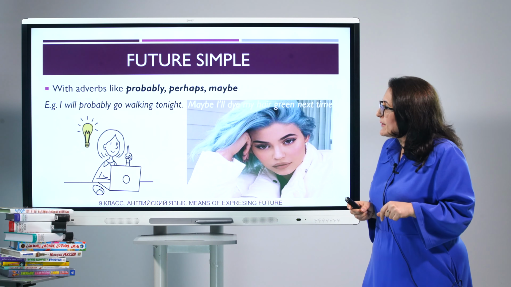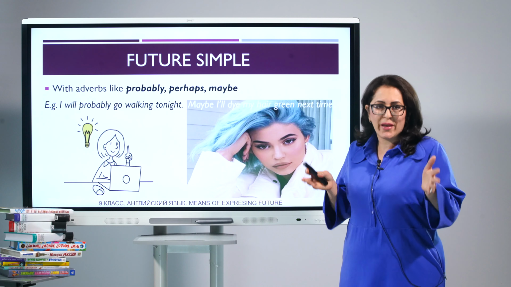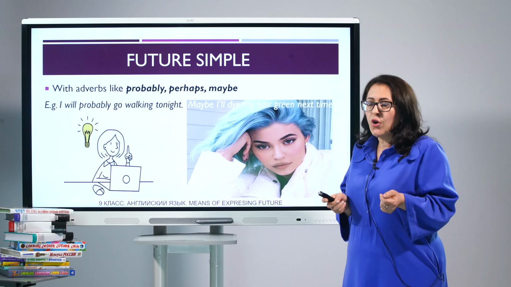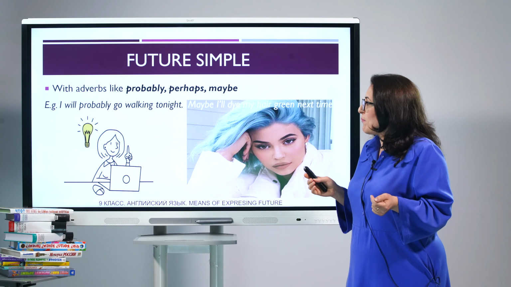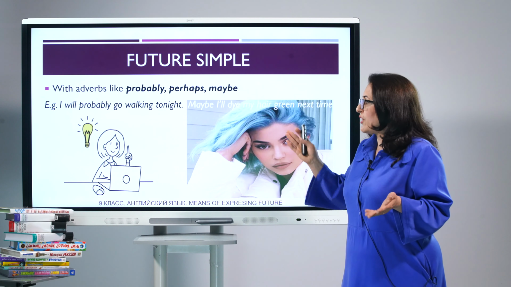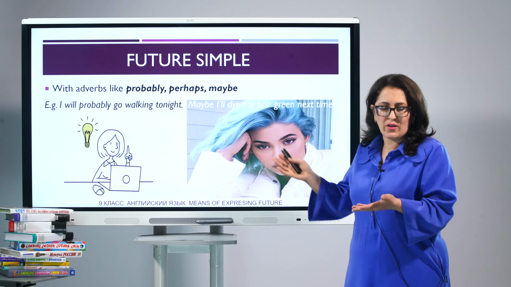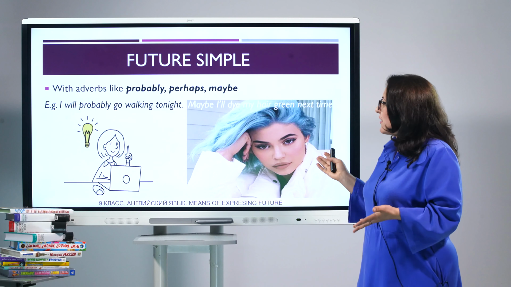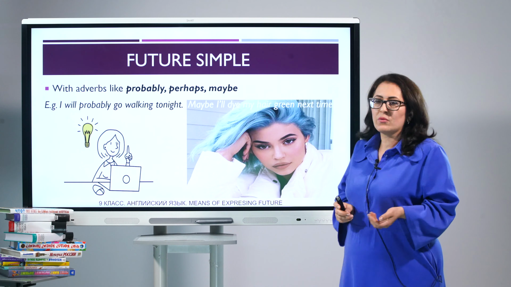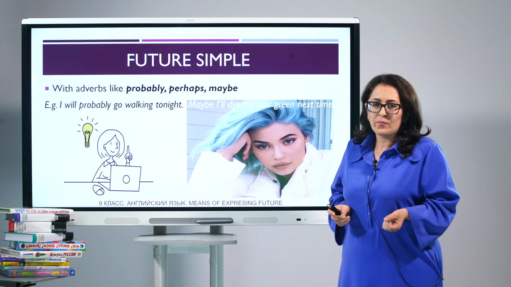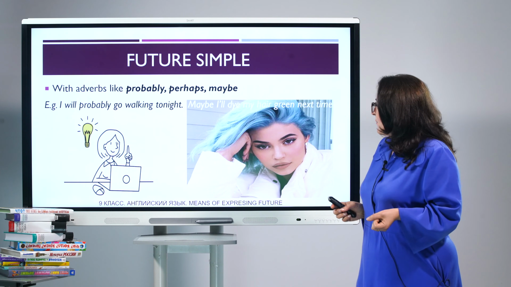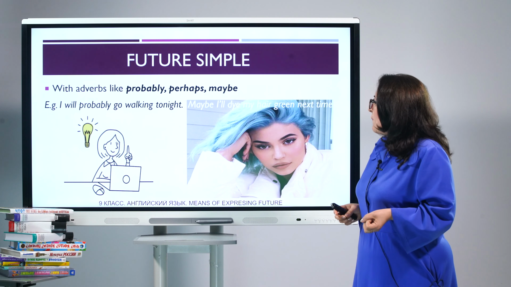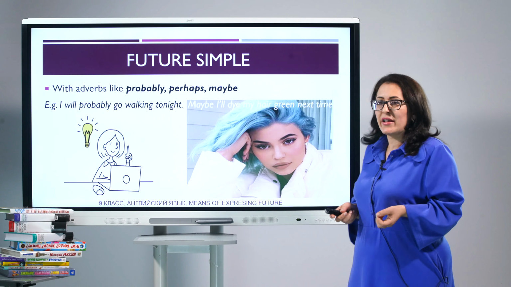Future simple, in the terms of prediction, which is based on what we think, is very often used with such adverbs like probably, perhaps, maybe. I will probably go walking tonight. That's what the cartoon shows, and it's clear from the picture. And look at this photo. Can you recognize Kylie Jenner? Yeah, she has got blue hair. Maybe I'll dye my hair green next time.